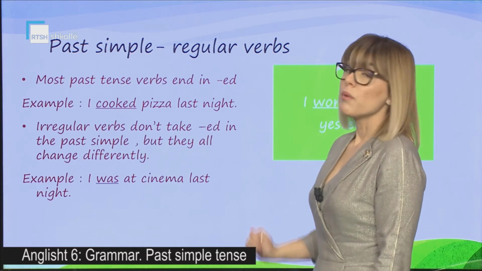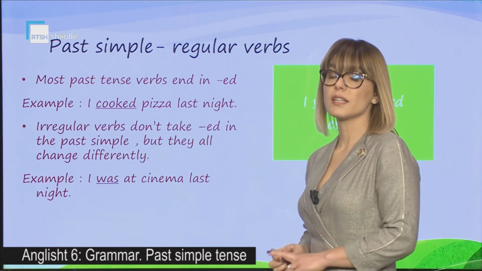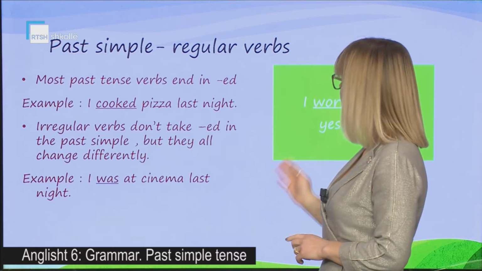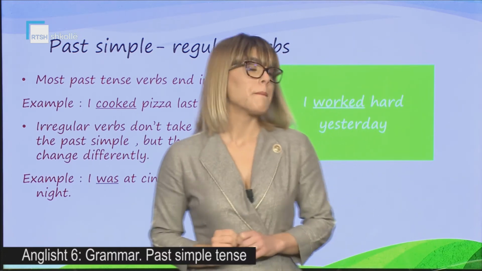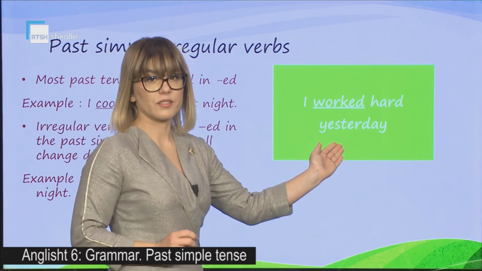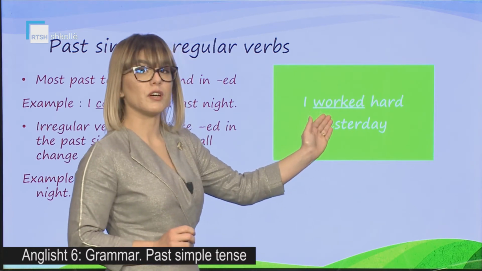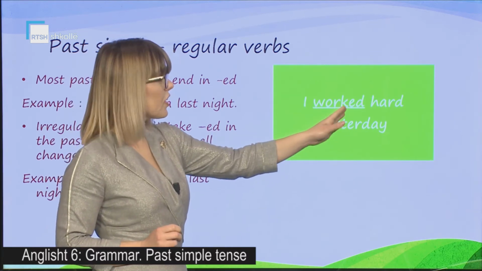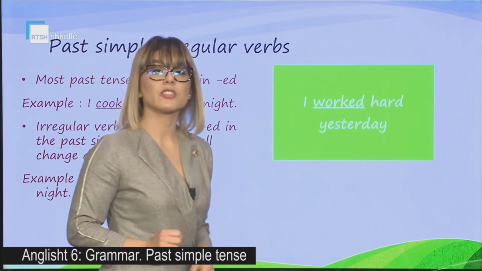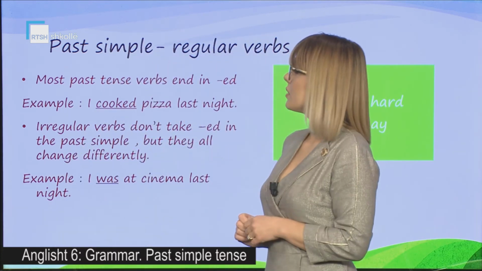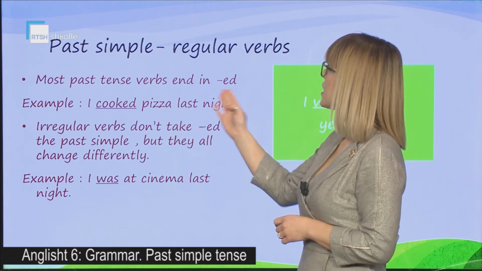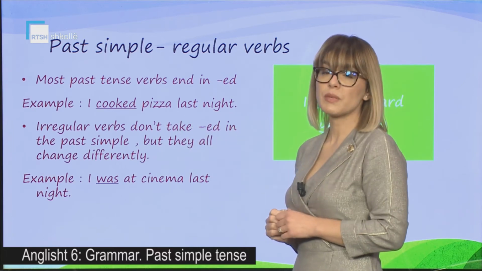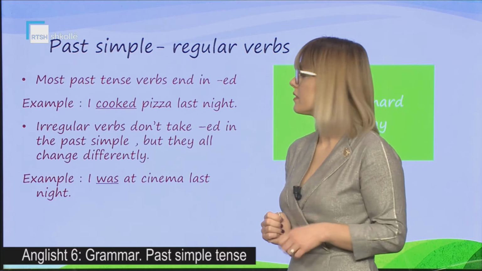Now, in past simple tense we have two kinds of verbs, regular and irregular. The first one, let's read the sentence together. I worked hard yesterday. I have underlined the verb work. In past tense we have added the ed, which means that the action happened in the past. Most past tense verbs end in ed. For example, I cooked pizza last night, which means that the action happened last night.